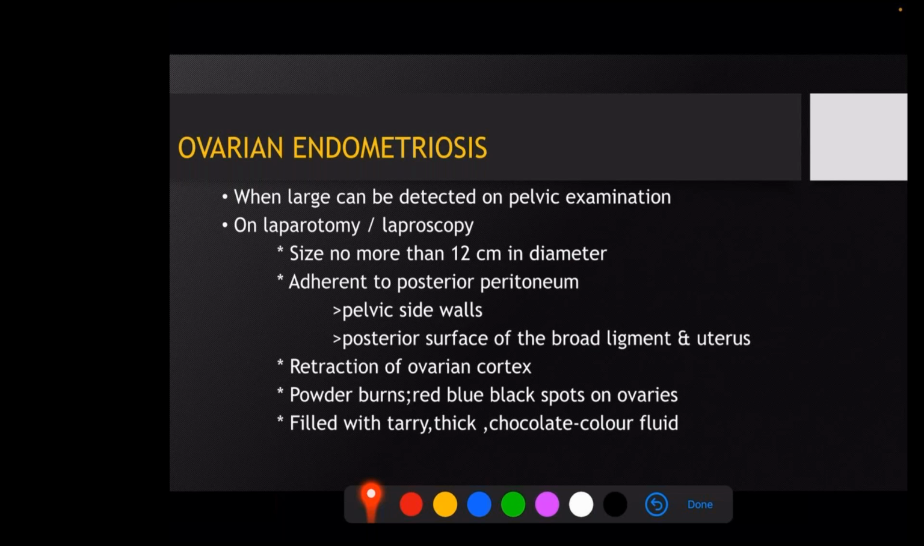The typical features of ovarian endometrioma at laparoscopy or laparotomy: the size is no more than 12 centimeters in diameter, usually adherent to the pelvic side wall, the posterior surface of the broad ligament, and the posterior surface of the uterus. Again, retraction of the ovarian cortex can occur. The powder burns, that is blue-black spots, are seen on the ovaries, and the cyst is filled with tarry, thick, chocolate-colored fluid. That is why it is called chocolate cyst.